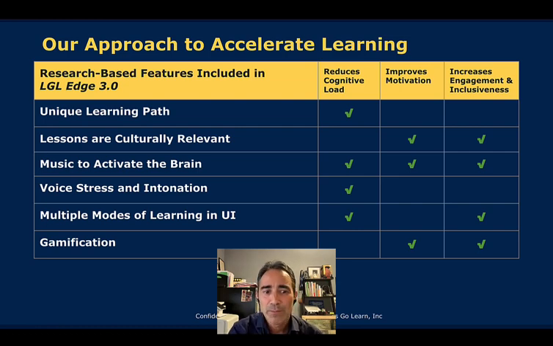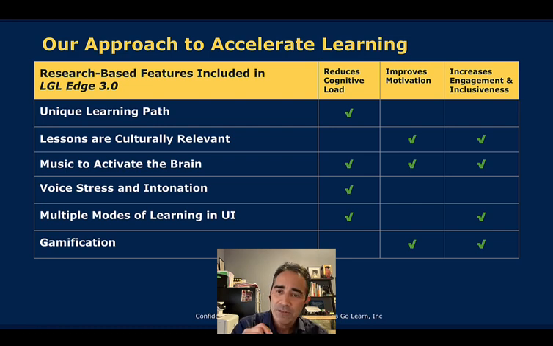The next thing is multiple modes of learning in the UI, in the user interface. So this reduces cognitive load. If someone's explaining what a triangle is, if I see the triangle and I hear someone talking about it and the animation's moving, that makes it easier for me to understand. When I'm learning about polynomials and I can see the different components of it, or if I'm learning sight words and I see the sight words.